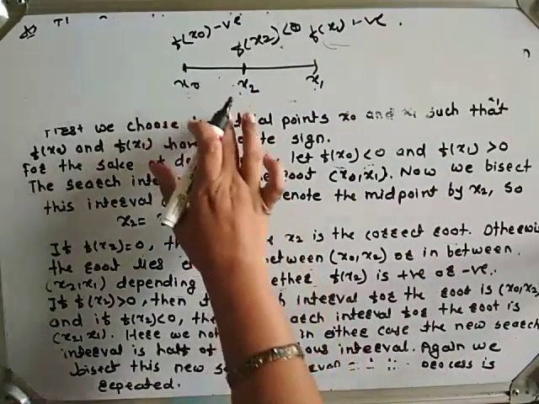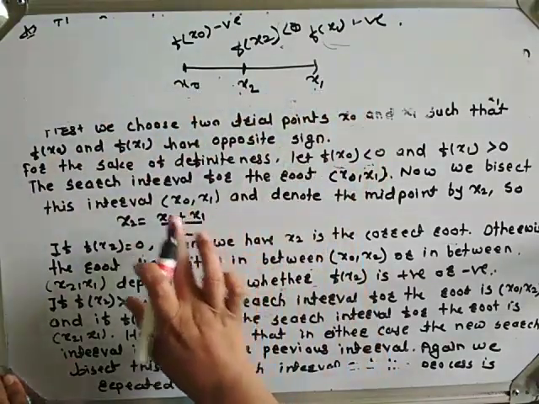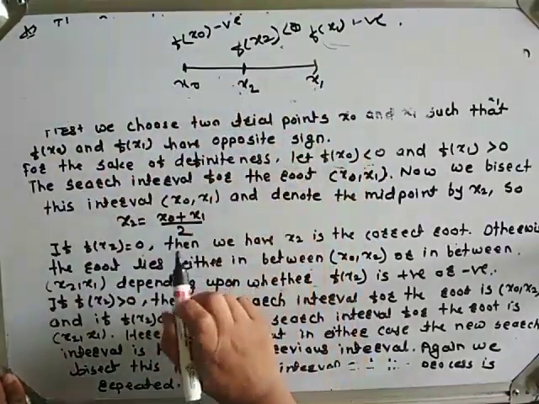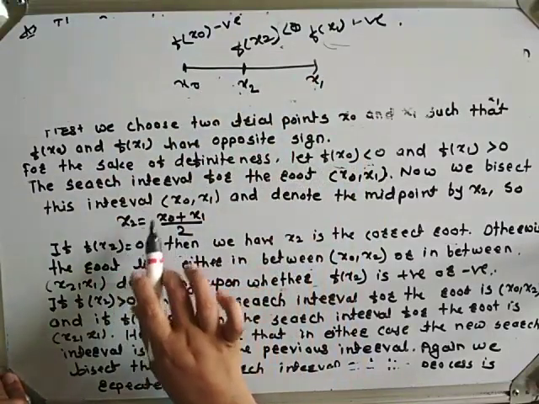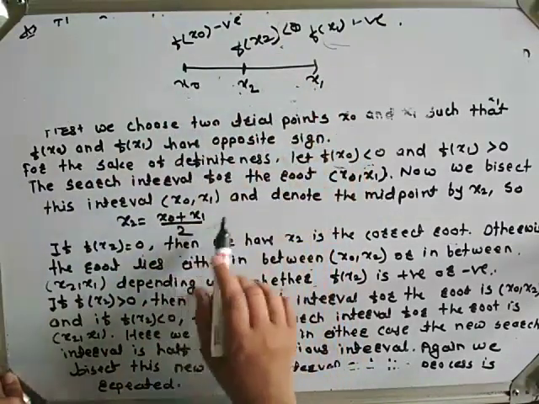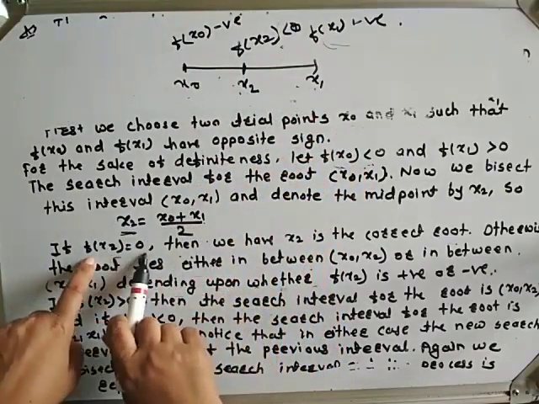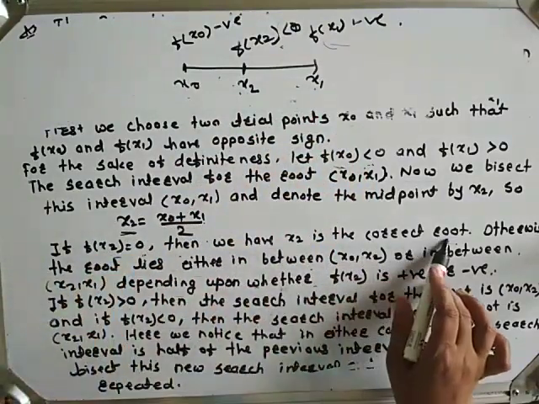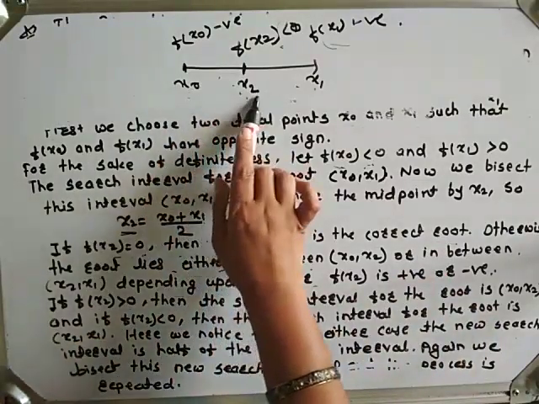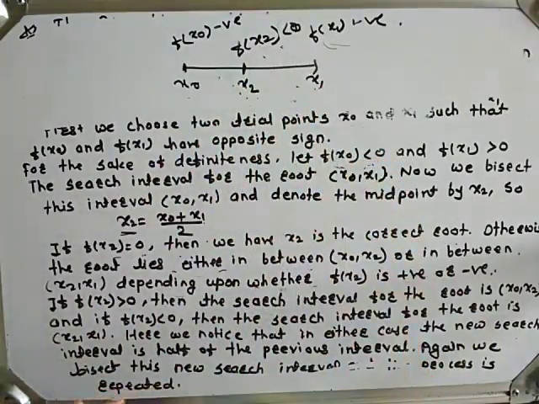See here, in the bisection method, first we have to choose two points x0 and x1 such that f of x0 and f of x1 have opposite signs. Then we have to bisect this interval. For this, x2 is equal to (x0 + x1) / 2. If f of x2 is equal to 0, then x2 is the correct root. Otherwise, the root lies between either x0, x2 or x2, x1. It depends upon whether f of x2 is positive or negative.